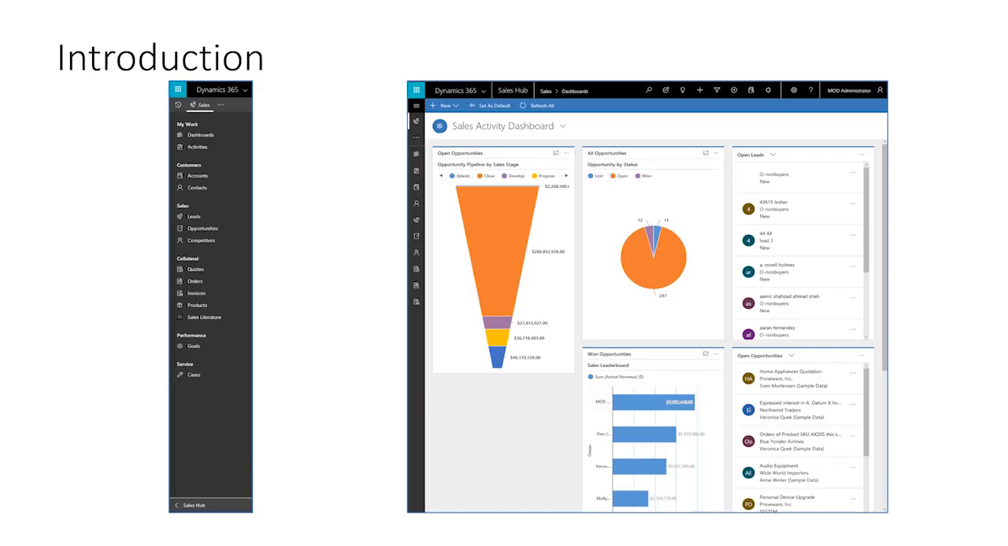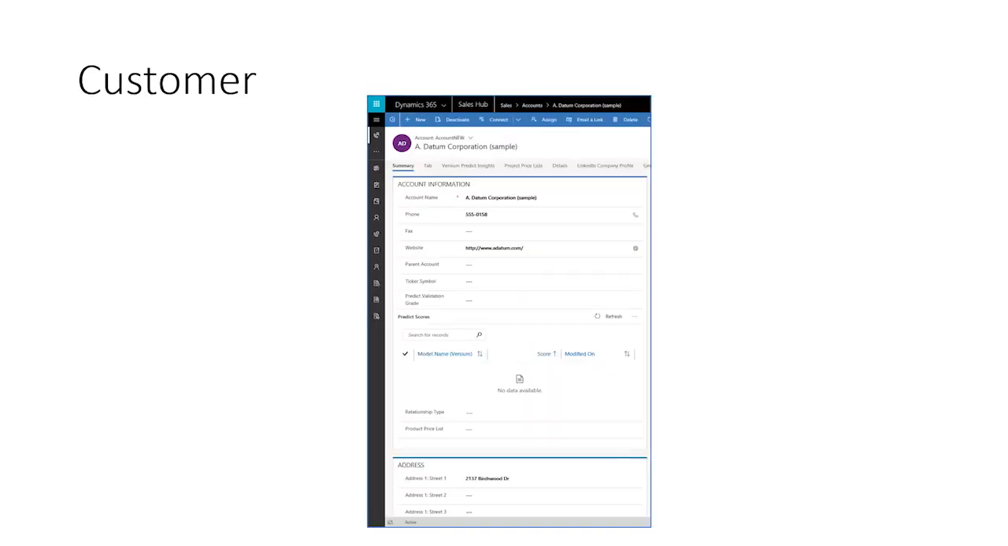Dynamics 365 for Sales is made up of a set of core entities that facilitate customer engagement and allow organizations to manage the end-to-end life cycle of a sales or engagement.